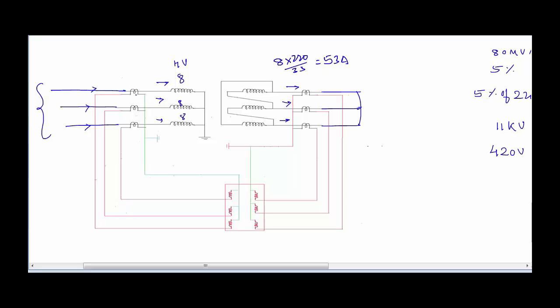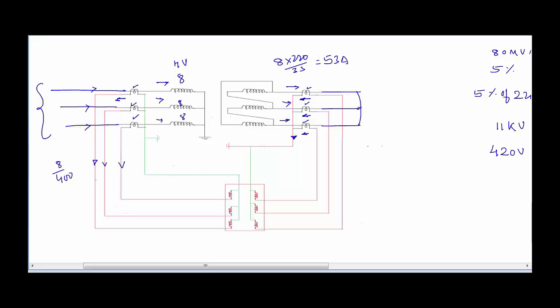Now the 8 ampere will be stepped down with the help of this current transformer, and it will be fed to the relay, and here this 53 ampere will be stepped down with the help of these three current transformers, and it will be fed to the relay. So here we can see that the magnitude of current in all these three lines will be equal to 8 divided by 400, and the current in all these three terminals will have a direction of current flow in this way, and here it will be flowing in this way.